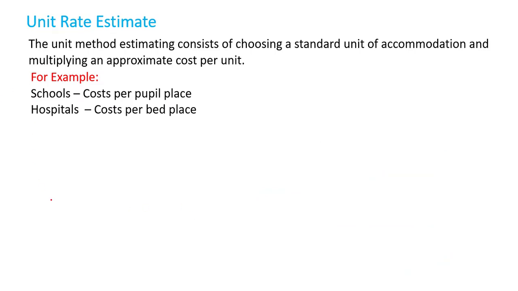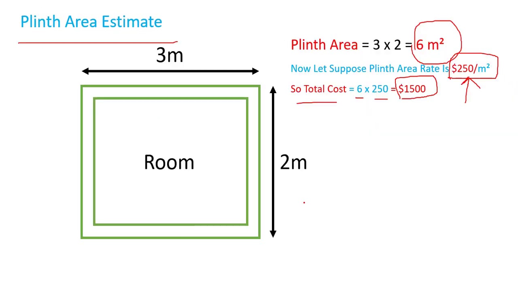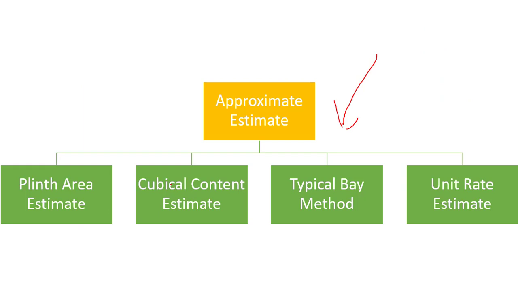Now the next and last one is the unit rate estimate. In this type of estimate, the unit method of estimating consists of choosing a standard unit of accommodation and multiplying by an approximate cost per unit. Let's suppose in a school building, the cost per pupil place, per child, and in a hospital, the cost per bed place. So these are some approximate estimates: plinth area estimate, cubical content rate estimate, typical bay method and unit rate estimate.